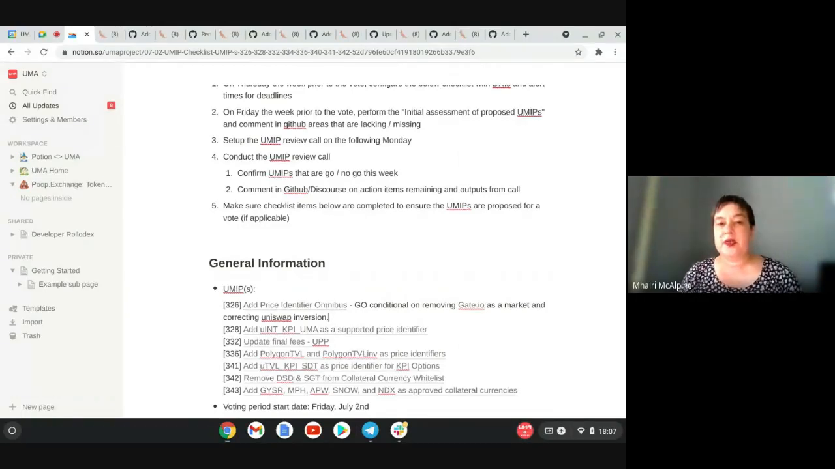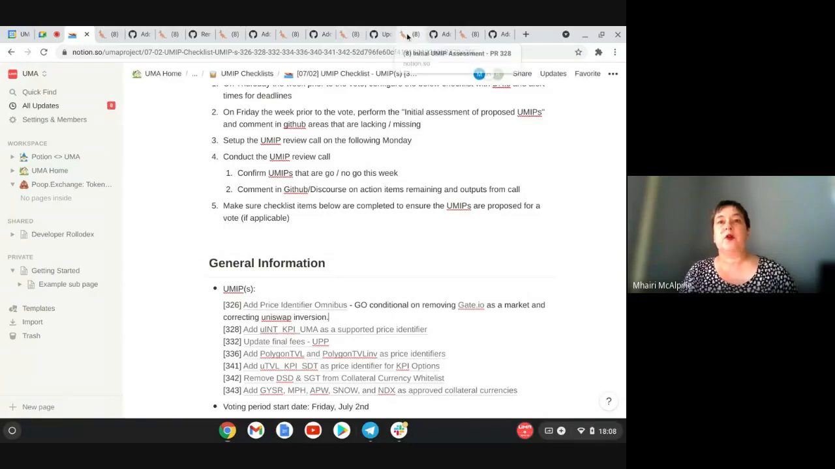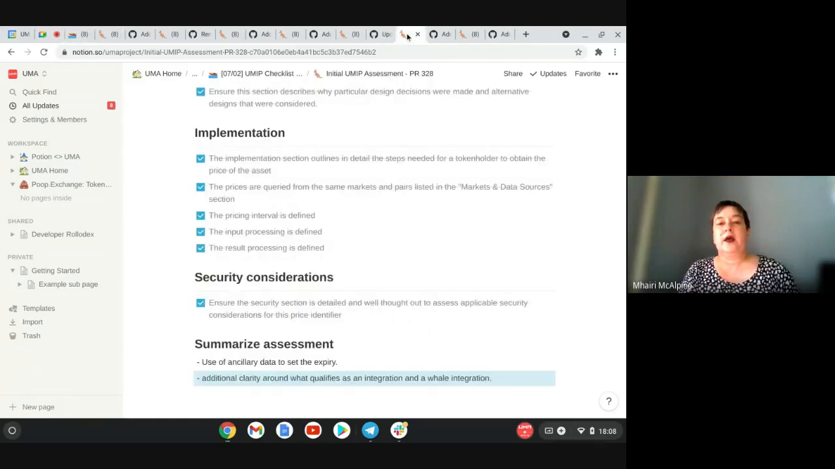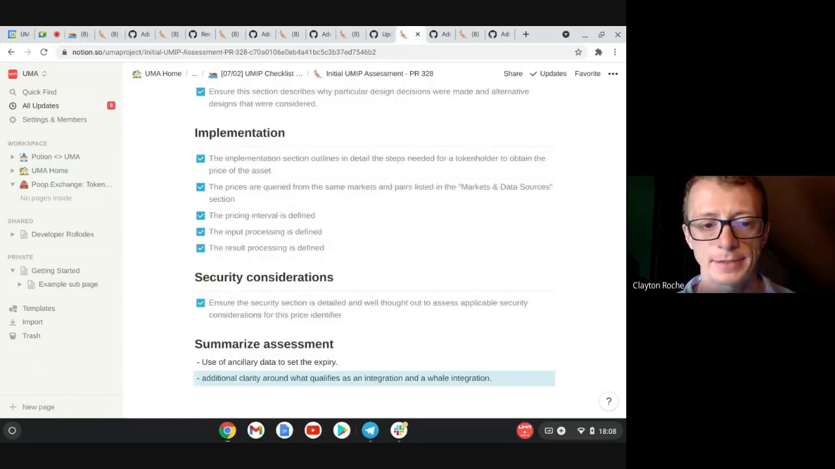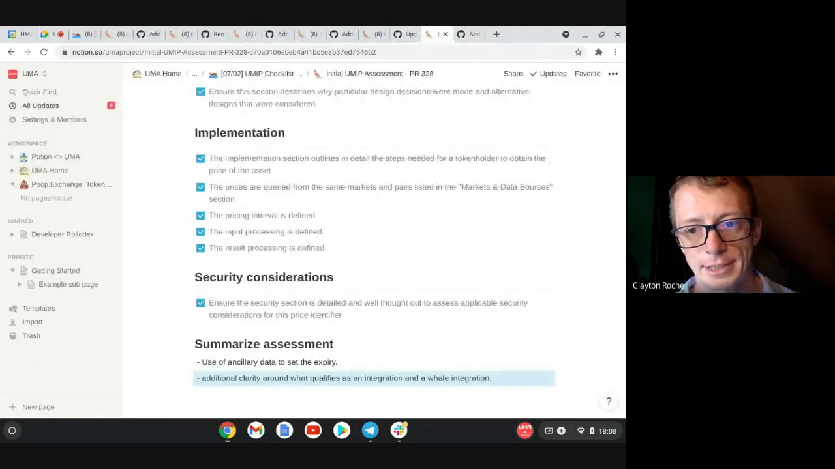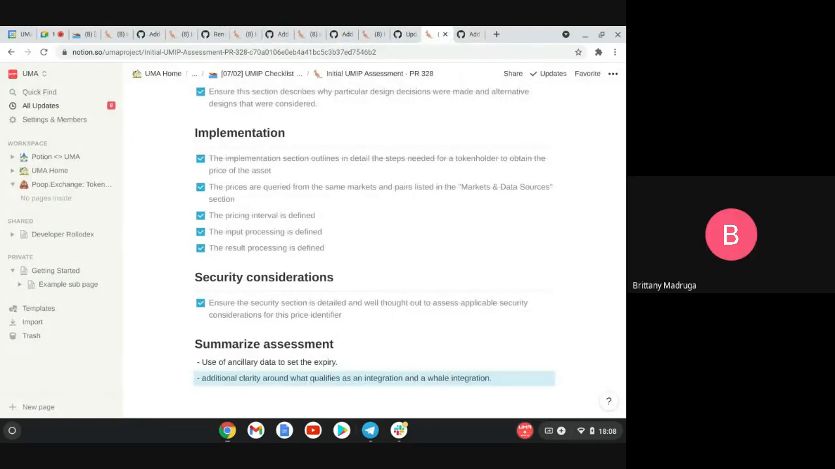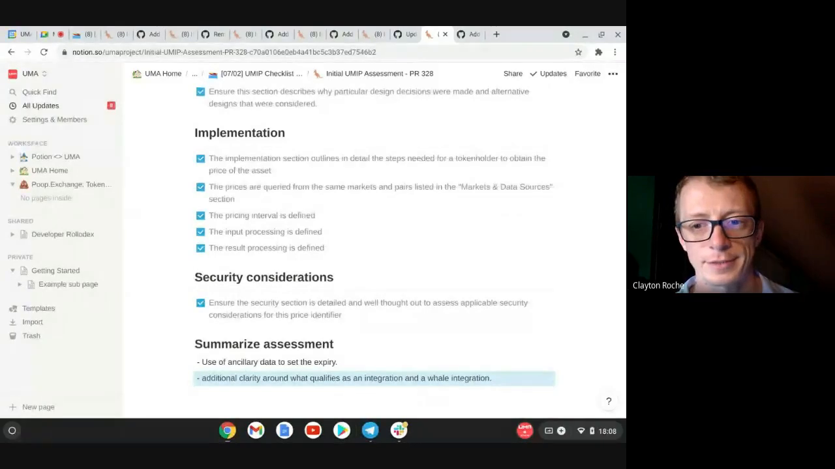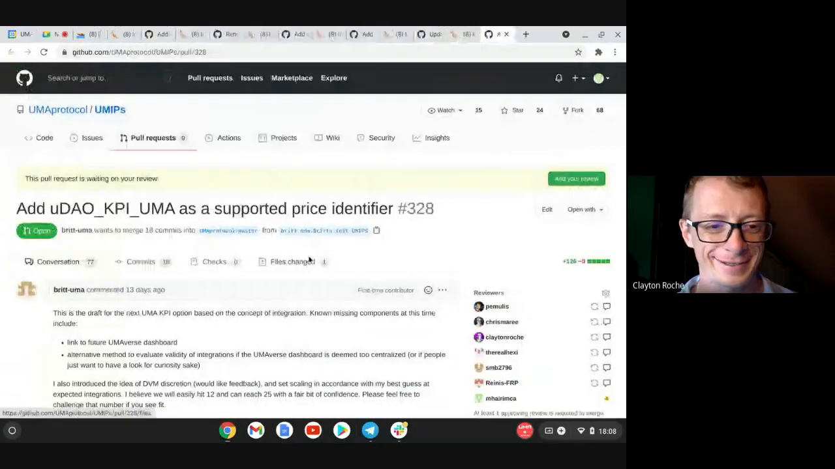The next one is UINT KPI UMA, which is the next KPI option for the UMA protocol. There have actually been some changes as of last night and into this morning, which I have written out into a new draft on a Google Doc, which has not been put into GitHub yet. It was just an hour ago. So it is on GitHub, because Britt took it and did that hard part for me, apparently. Thank you, Britt.